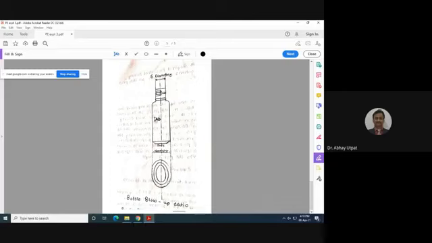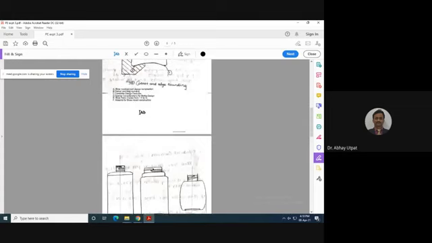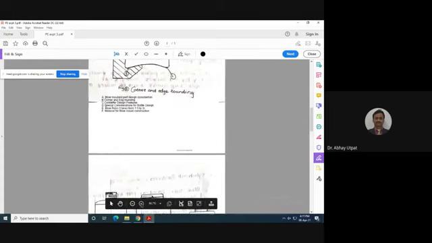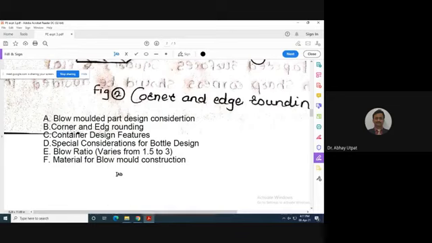Next important parameter is the material used for blow mold construction, not for the bottle. I am talking about the material used for blow mold construction. See the material for blow mold construction. Now we are talking about the sixth point, material for blow mold construction.